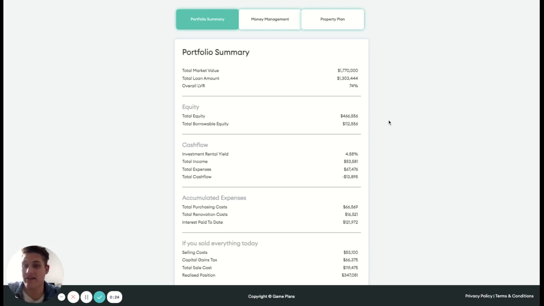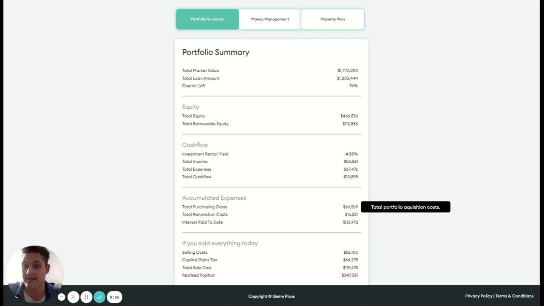So some high level stuff here, with our total market value split up between our portfolio, what our total loan amount is, overall LVR. We've got our total equity position within the portfolio, and then how much of that is actually borrowable. So what can we actually extract today as potentially using as a deposit for the next purchase? What's our overall rental yield for our investments? What is the overall annual income, overall expenses, and then total cash flow of the portfolio? So how are we performing overall on a per annum basis? Total purchasing costs down here.